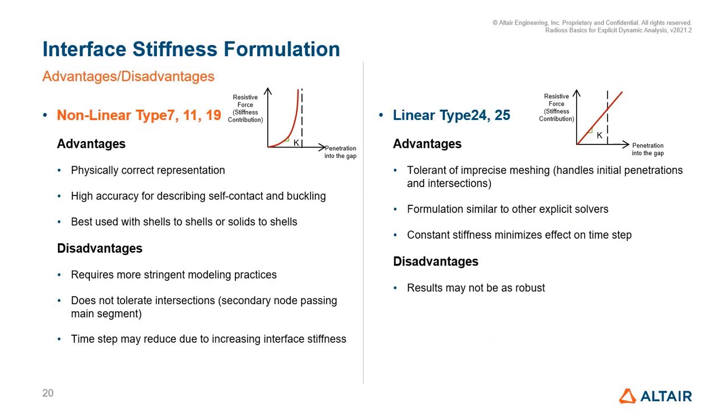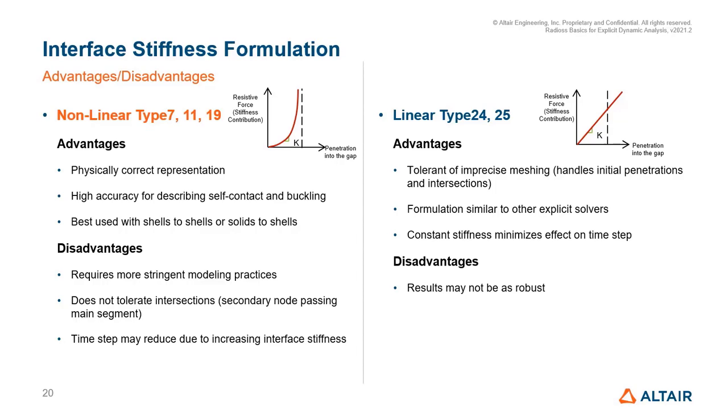So having said that, let's look at advantages and disadvantages of linear and nonlinear stiffness contacts. Let's look at advantages first, and we'll look at nonlinear stiffness contacts first, that is 7, 11 and 19. So advantages are, this is a physically correct representation. It gives you high accuracy for describing the self contact and buckling, and it is best used with shell to shell and solid to shell interaction.